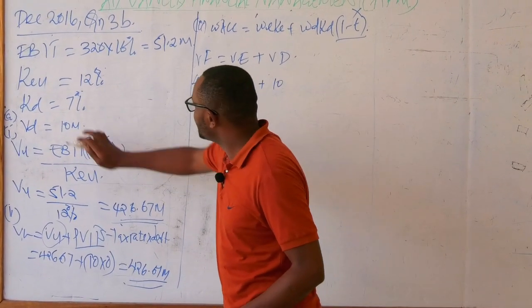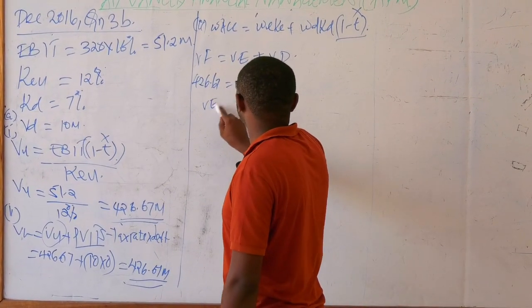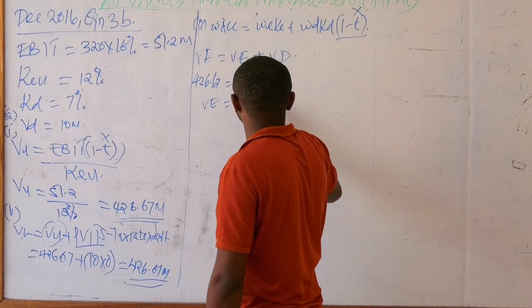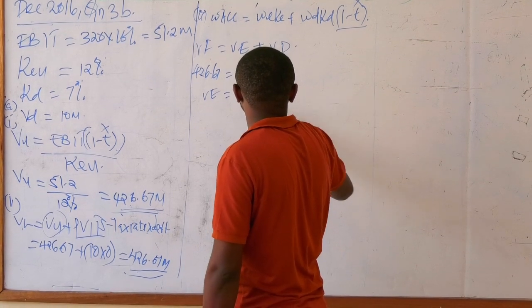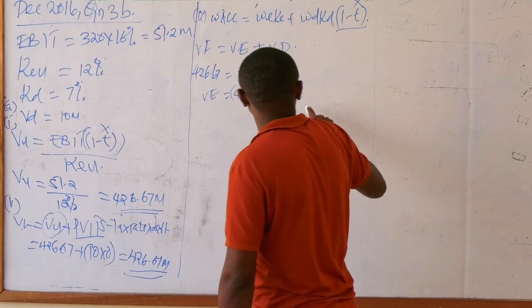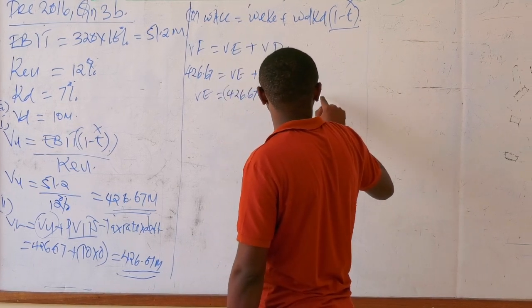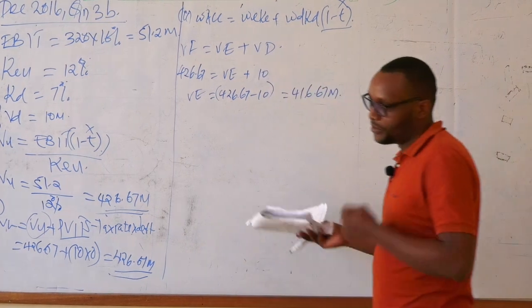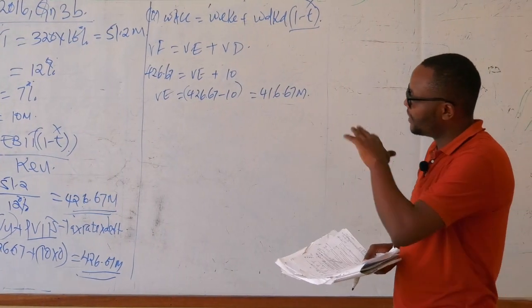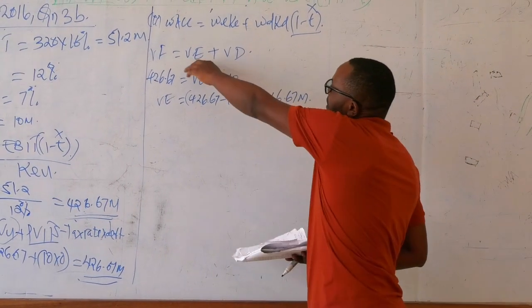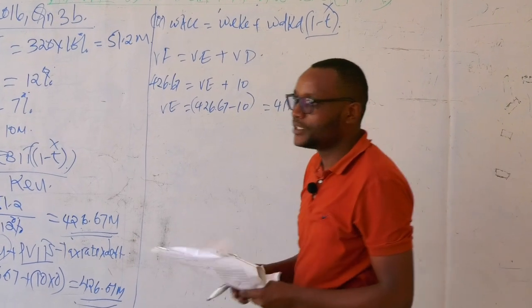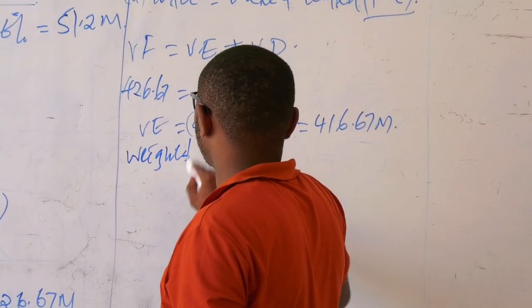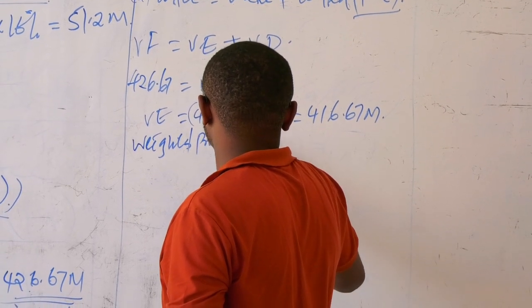We have value of debt 10. So value of the equity is equal to 426.67 minus 10, which you get is 416.67 million. This one is to help you for finding the value of the firm and value of equity, and also debt will help you to find what we call the weights or proportions. We are going to get the proportions on the same.